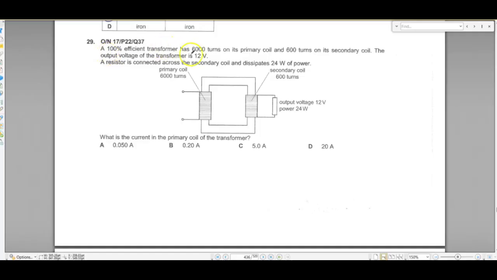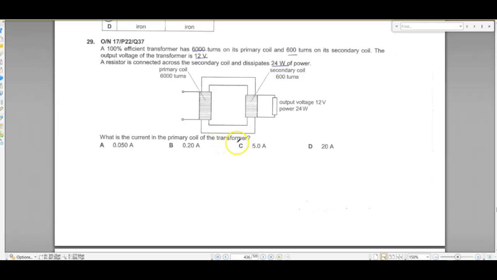A 100% efficient transformer has 6,000 turns in its primary coil and 600 turns on the secondary coil. The input voltage of the transformer is 12 volts. The resistor is connected across the secondary coil and dissipates 24 watts of power. What is the current in the primary coil of the transformer?